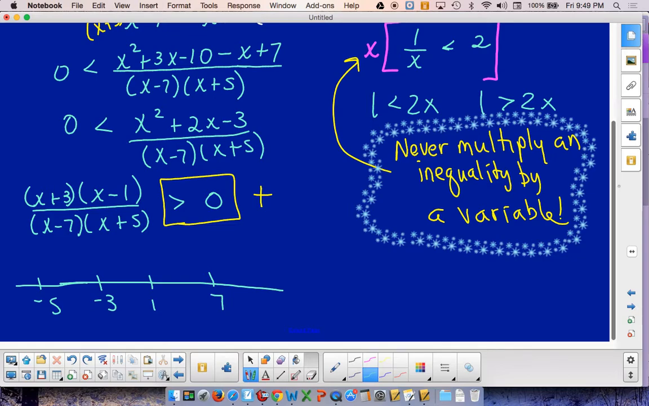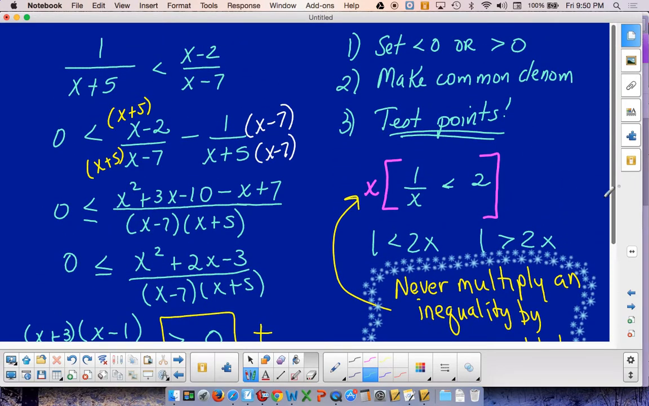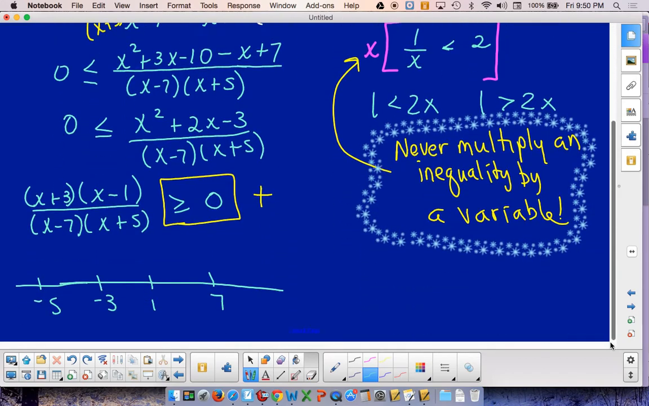That's really crucial. And by the way, once again, sorry, I'm changing the problem midstream. I want this baby to have equal signs because I need to prove a point about equal signs as well. So let's put an equal sign in all that. Okay, you're ready to test points.